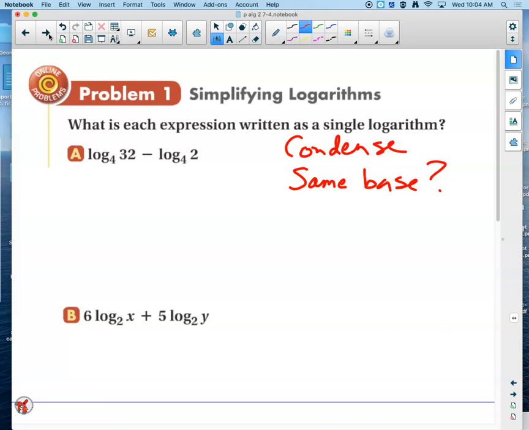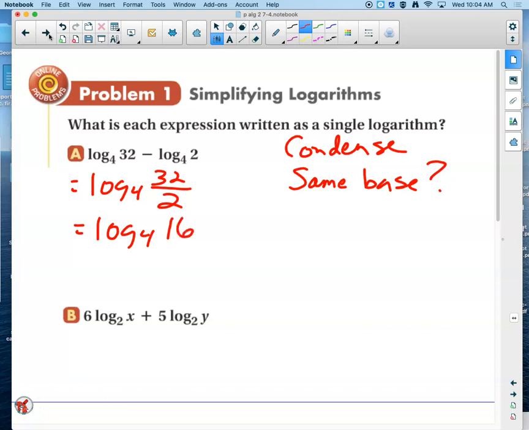So the first thing I looked at in A was, oh, good, they're both logarithm base 4. Excellent. So I can put them together. And then I try to think, subtraction in logarithm language. What does subtraction mean? It does mean division. So what I do is write 1 logarithm base 4. And then I use the division, and I realize, well, I can do that division. We can all do that division. That's going to be 16.